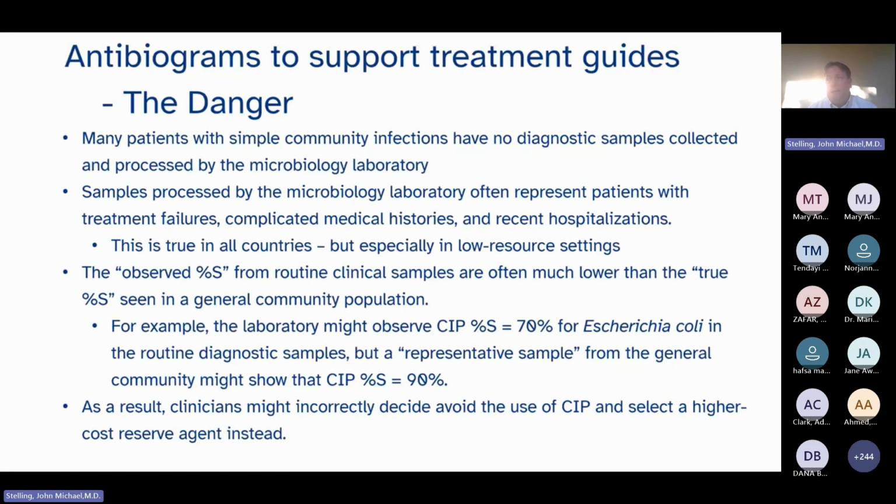So I'm a big fan of surveillance of resistance. I'm a big fan of utilizing these data to support important objectives, but there is a risk. If the observed susceptibility is too low, you might not consider it for treatment, and you might jump quickly to a reserve agent. So there are two problems. One, you've lost the benefit of a lower cost drug, and worse, you're starting to use imipenem and vancomycin and these expensive or reserve agents we want to preserve for the future too early.